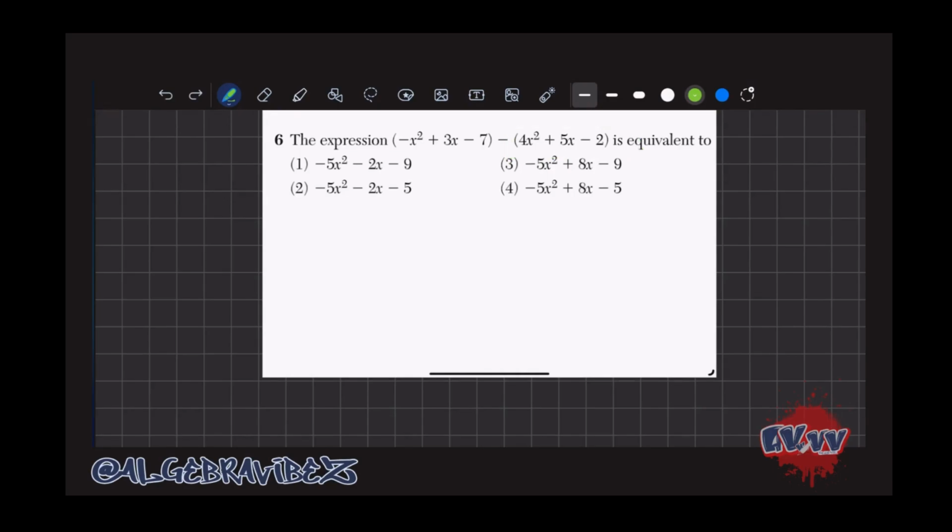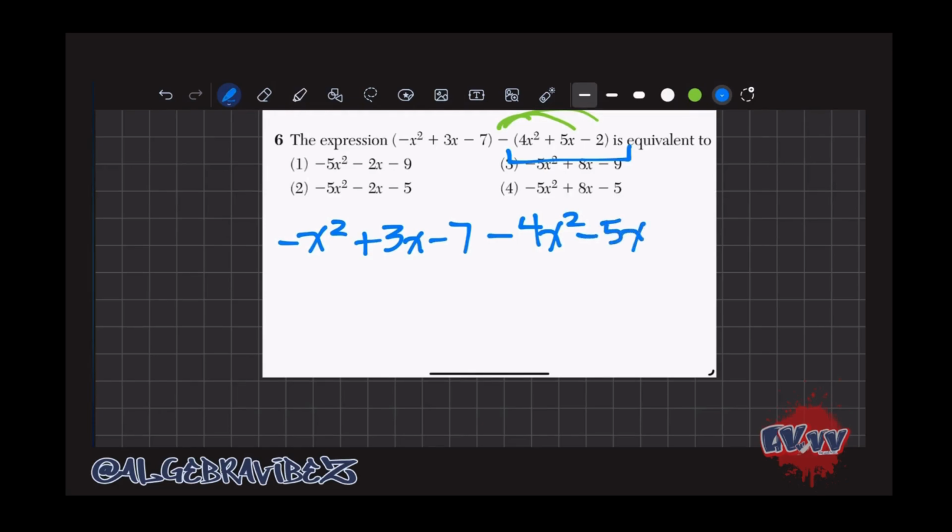So I'm going to go the way that I would probably show somebody if they didn't understand, which is just to distribute to each of these terms. So I'm going to rewrite my original, -x² + 3x - 7. And then distributing over here, we're going to have -4x², so minus 4x squared. And then that turns this positive 5x into a negative 5x. And then a negative and a negative is a positive, so we're going to add.